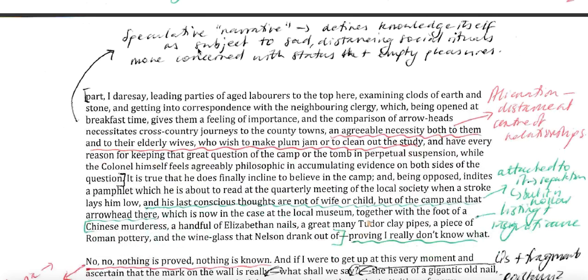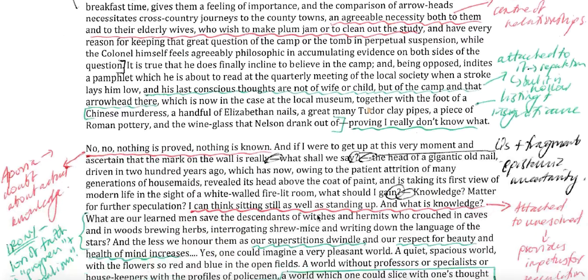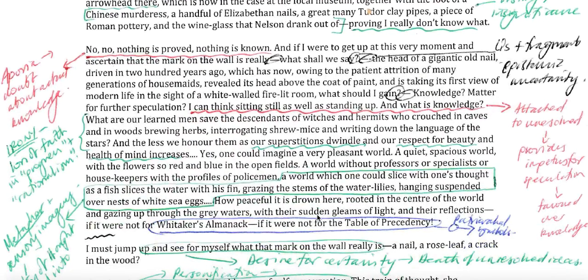And then all of this speculative anecdote is about the empty superficiality of the person she imagines being engaged in that profession. Here then is where the sort of universal and philosophical speculation takes place. No, nothing is proved, nothing is known. So there's a doubt again about the actual nature of knowledge itself that's constructed through that rhetorical trope of aporia. And if I were to get up at this very moment and ascertain that the mark on the wall is really, what shall we say, the head of a gigantic old nail.